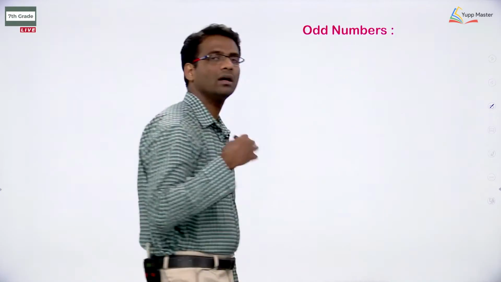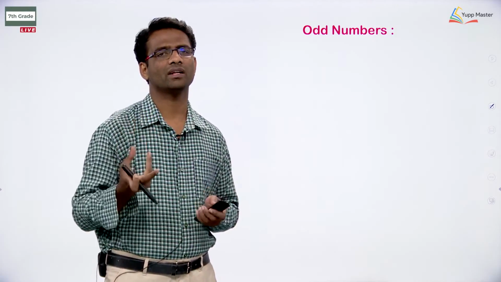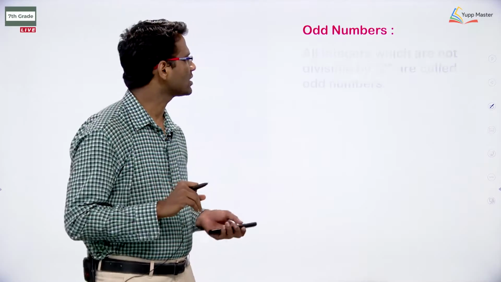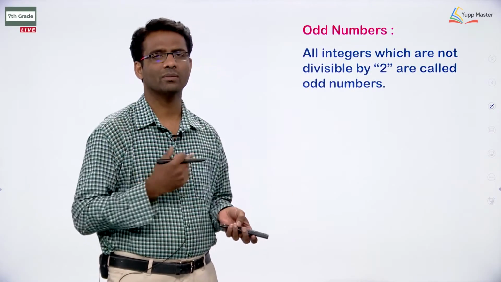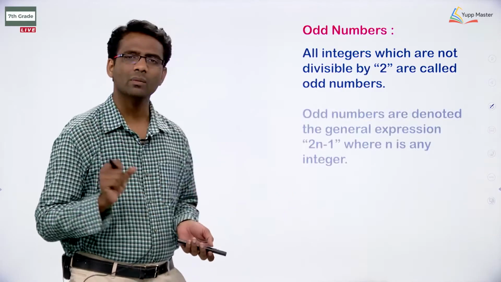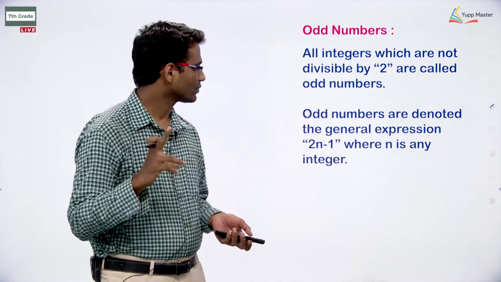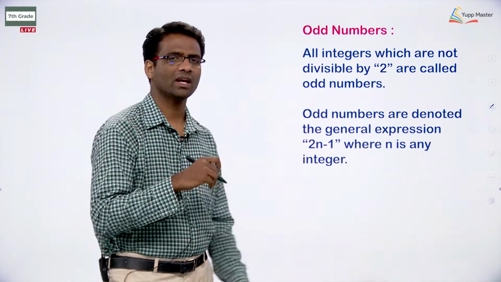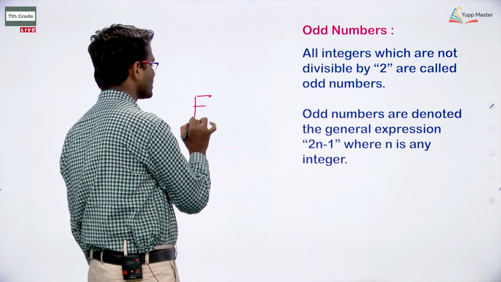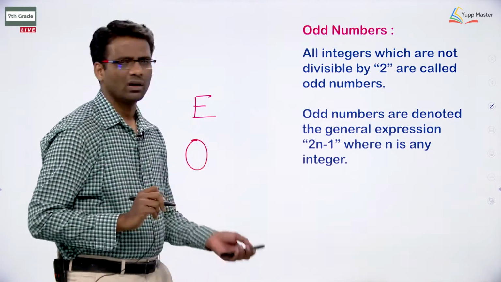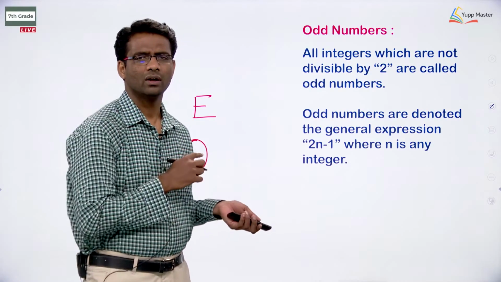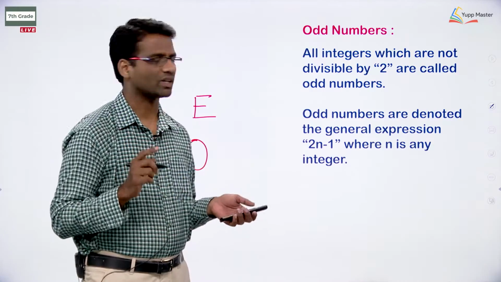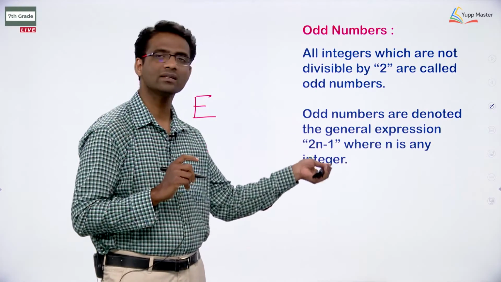Now we will discuss properties of odd numbers. Odd numbers are the numbers which are not divisible by 2, and when divided by 2 they leave the remainder 1. The general form for odd numbers is 2n plus 1. Integers which are not divisible by 2 are called odd numbers. Generally we use capital E for even numbers, so O will be used for odd, and 2n plus 1 is the general form for odd numbers, where n is any integer.